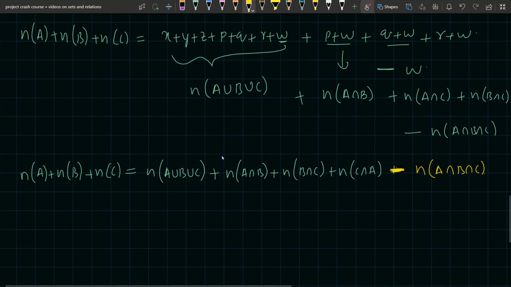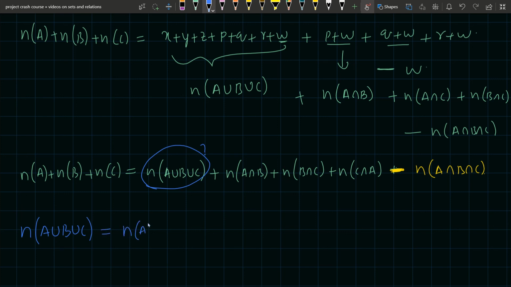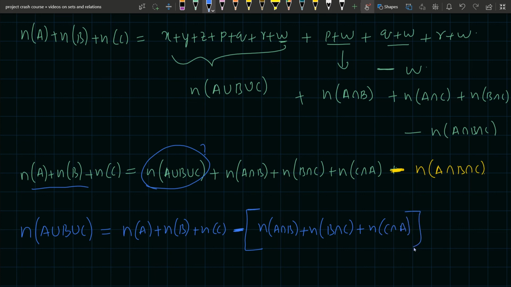So in general, what you normally see in the books is finding this, right? You have to find this. So the formula I will be writing for the whole expression is, if somebody asks you what is union, just like the previous example, it's basically summation of n of A plus n of B plus n of C. And that is this. Minus, this whole thing will go there. So minus n of A intersection B plus n of B intersection C plus n of C intersection A, and this minus goes there, it becomes plus n of A intersection B intersection C.